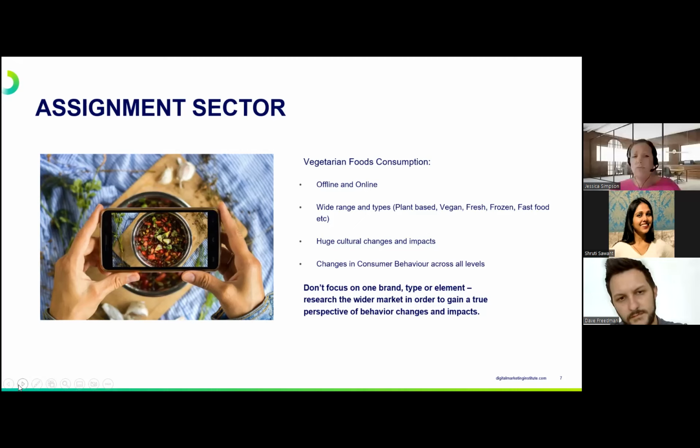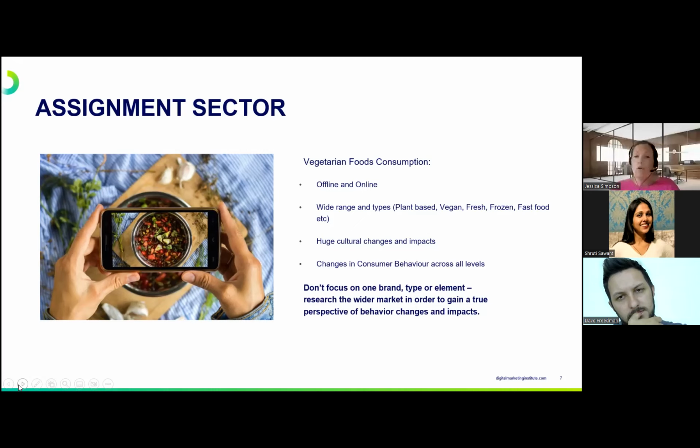But the point that I'm making here is this is a very changeable market. It's kind of in flux. There's a lot going on here. There's a lot of consumer behavior driving what's happening in this market, and in return, there's a lot of industry behavior driving and growing the market as well. So the thing that you need to be aware of here is very much the consumption of the vegetarian product or food that you decide to focus on. So it is online and offline.